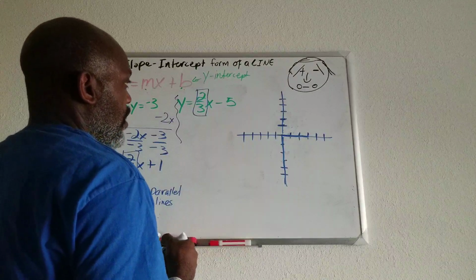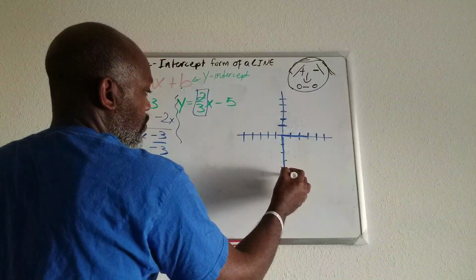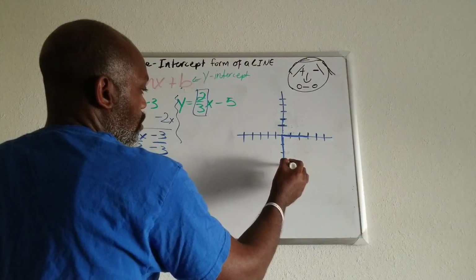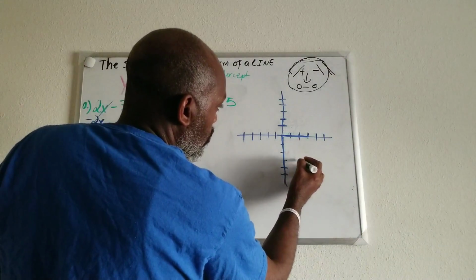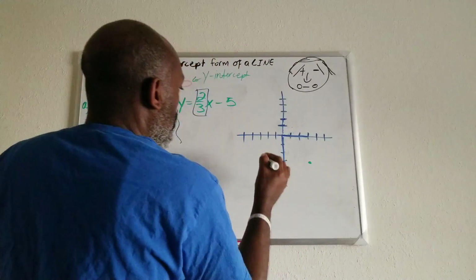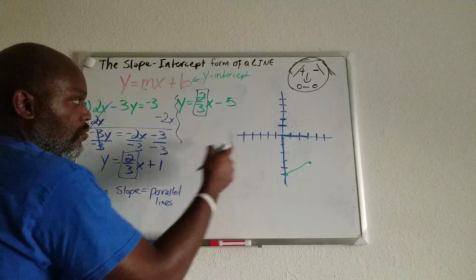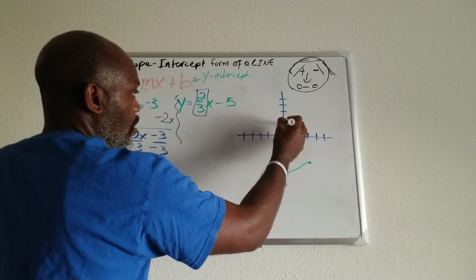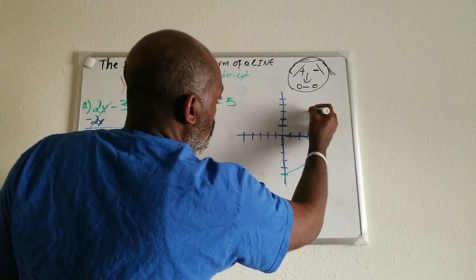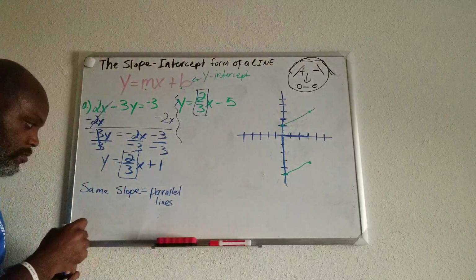All right, so if I started at -5, 1, 2, 3, 4, 5, I start here and go up 1, 2, and then to the right 3, 1, 2, 3. That's a line. And then I do this one, which is a +1, and I go up 1, 2, and then 1, 2, 3. And you see they're parallel lines.